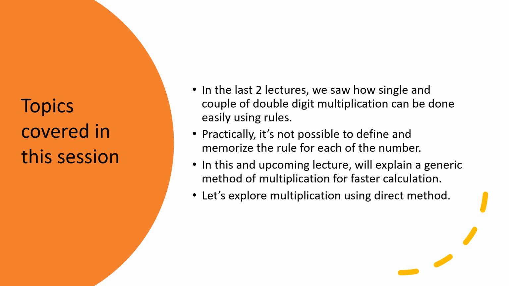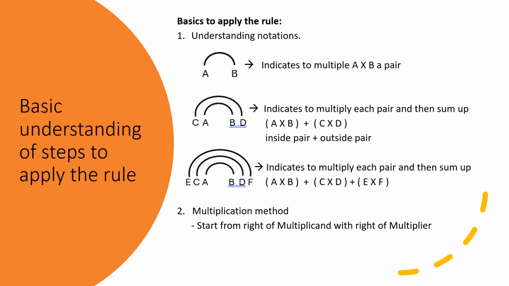In previous lectures, I explained how to use a simple rule for single digit multiplication. But practically we cannot memorize rules for each and every number. In this lecture we'll explore the direct method, and it's a generic method that can be applied to any digit number. In this method we'll use some notations.